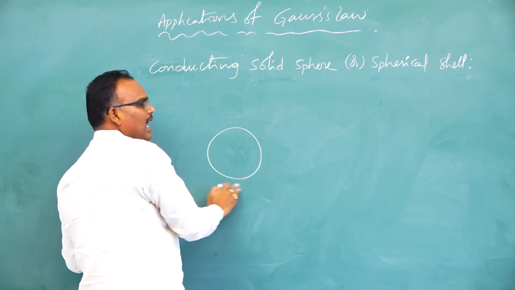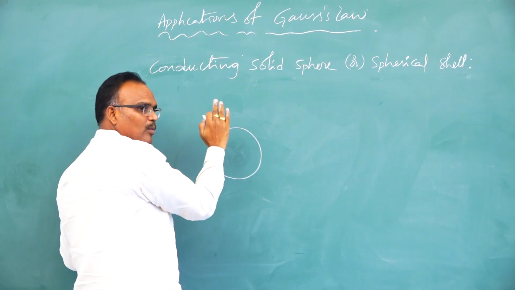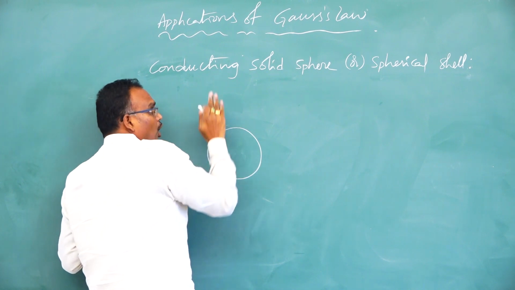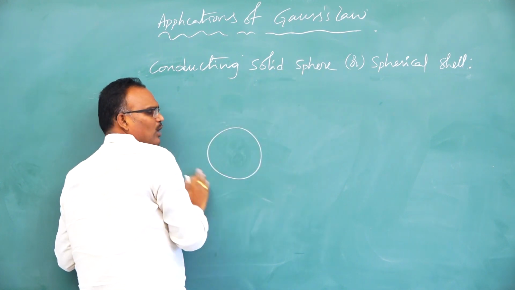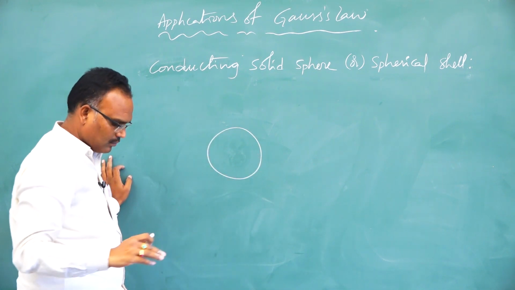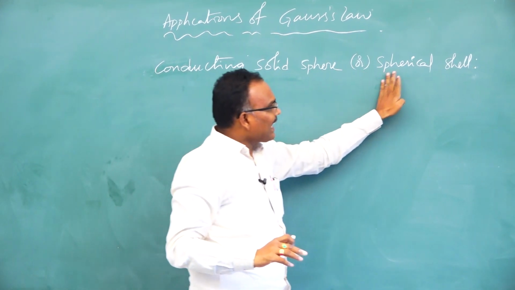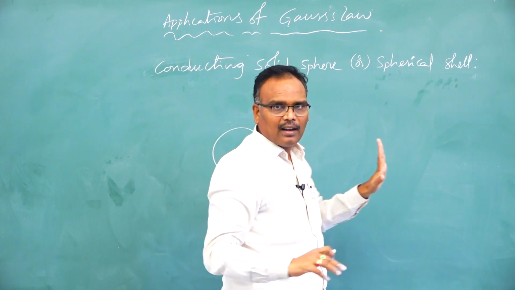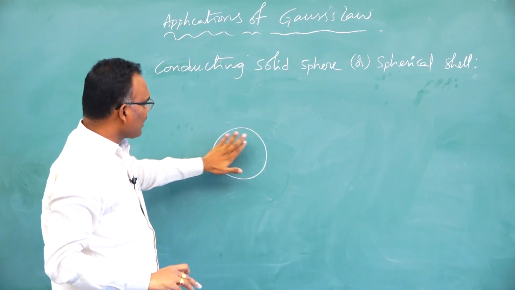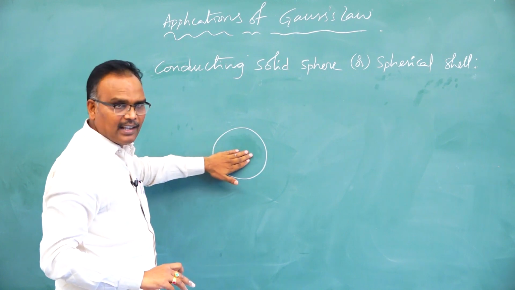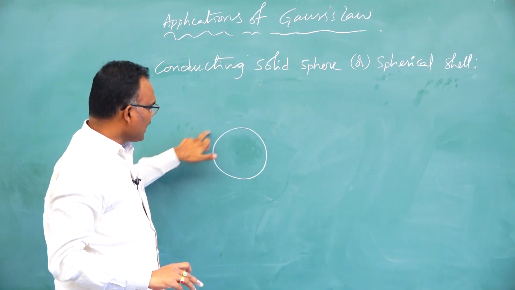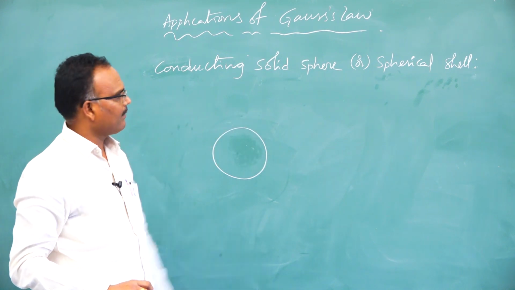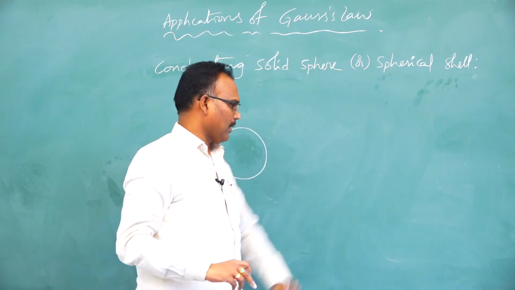So charge resides only on the surface, but charge distribution should be uniform. This is very important. If it is a solid conducting sphere, no doubt charge resides only on the outer surface uniformly. If it is a spherical shell, made up of a conductor or a dielectric or insulator, doesn't matter. Charge resides only on the outer surface because inside there is no matter. It is a cavity, hollow. So charge resides only on the outer surface. But charge distribution must be uniform. This you have to understand. That is the meaning of spherical shell.